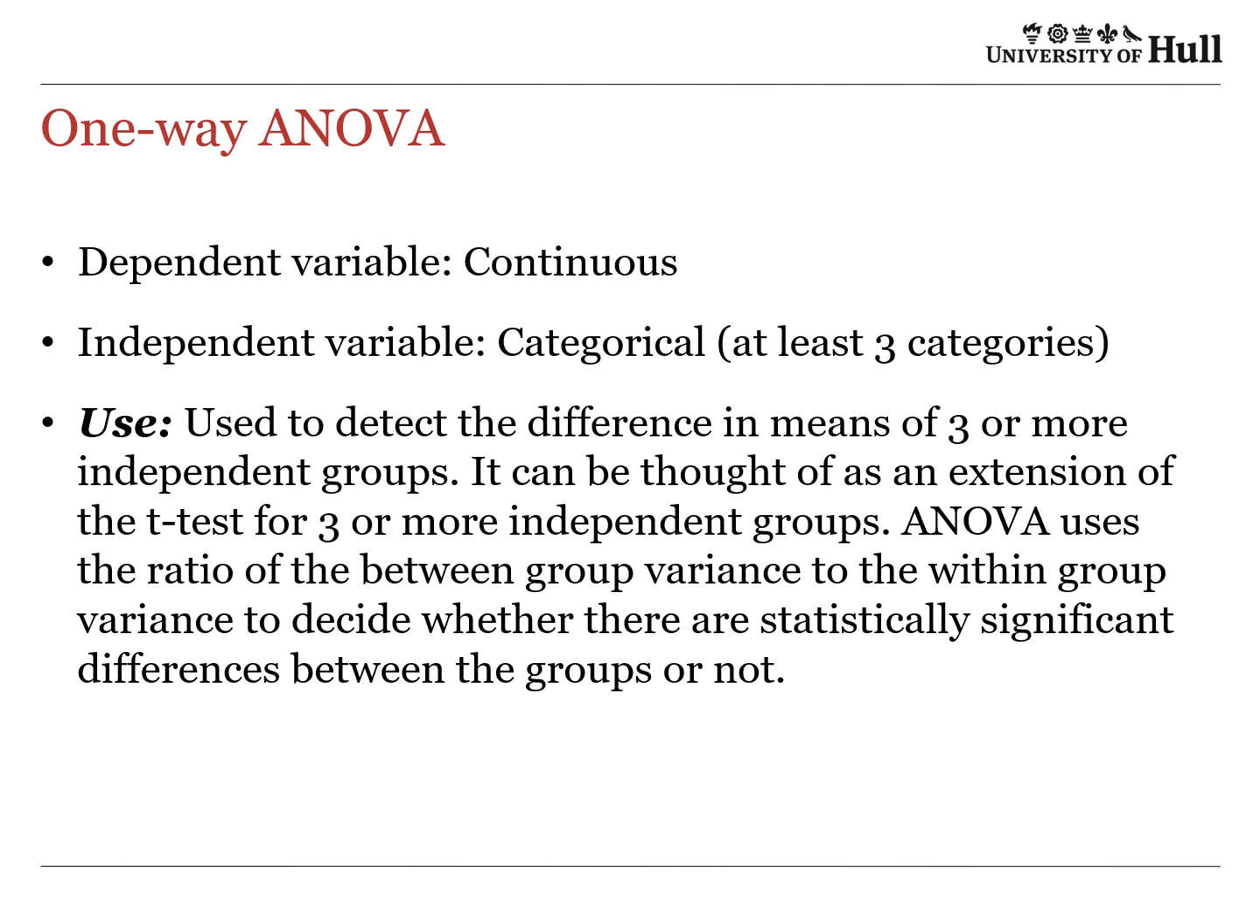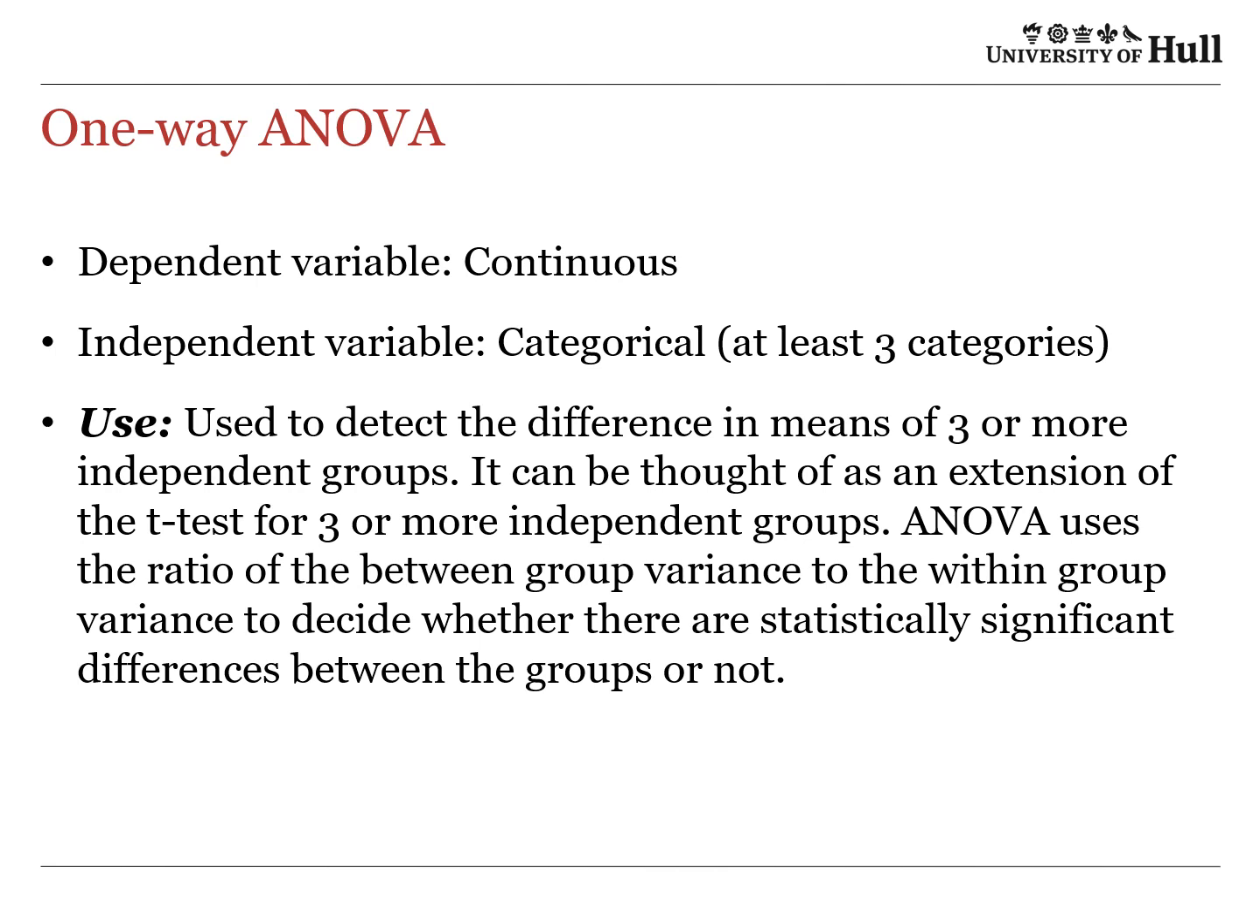The dependent variable here, as we already know, is continuous, the score on the questionnaire, and the independent variable is categorical, and there have to be at least 3 categories. The test is used to detect the difference in the means of 3 or more independent groups. It can be thought of as an extension of a t-test for 3 or more independent groups. Strictly speaking, the t-test is a special case of the ANOVA, but never mind.